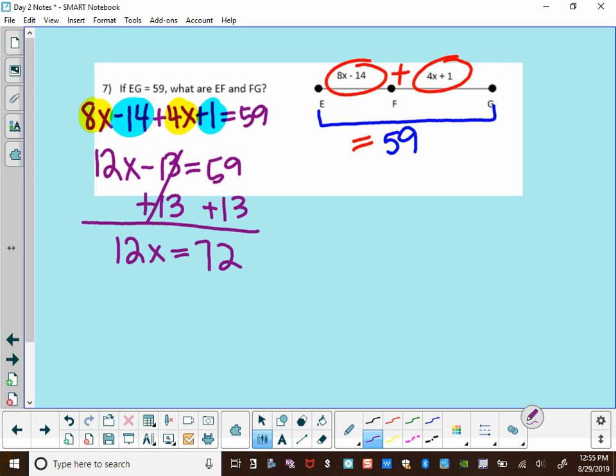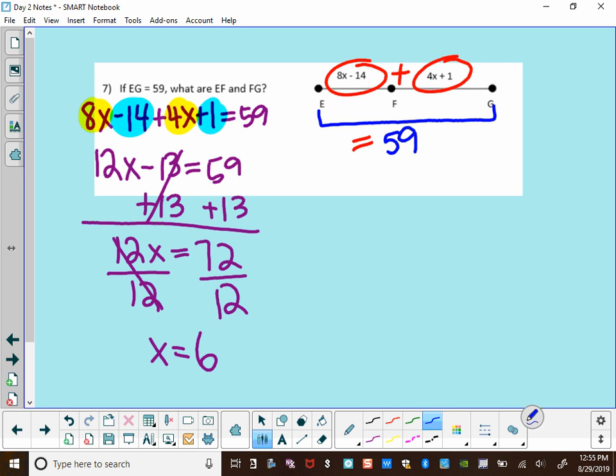Okay, so now what do I do to get x by itself? 12x divided by 12, right? So we have x equals, what's 72 divided by 12? 6. Okay, we just did all that work, but did they ask us for x? No, but I still had to find x in order to find EF and FG.